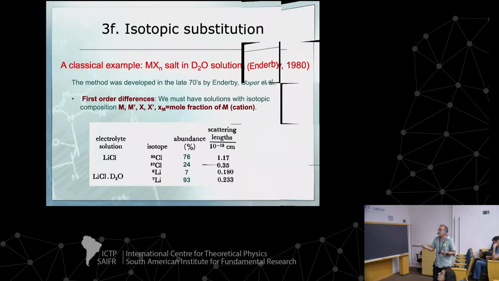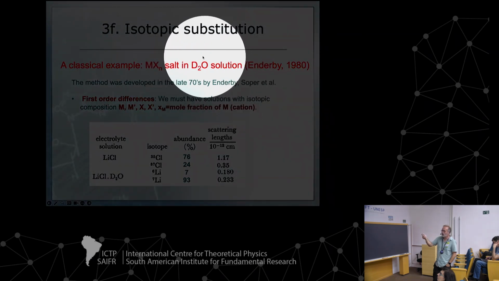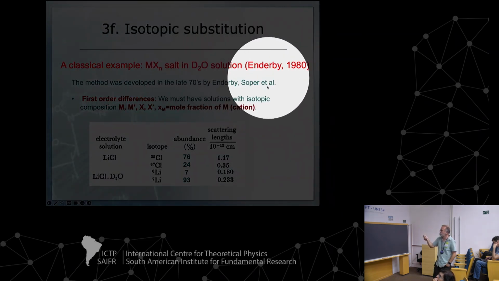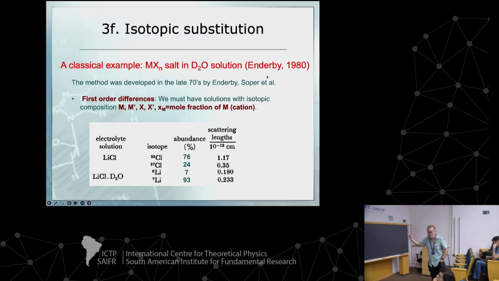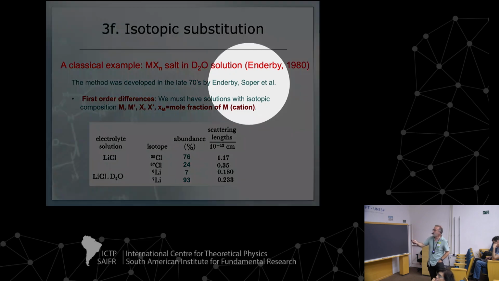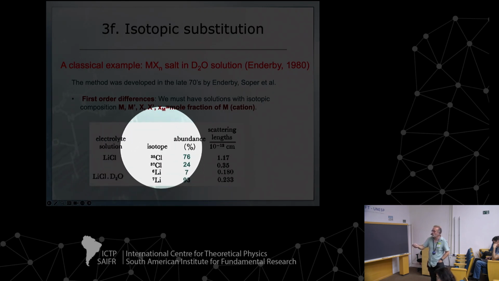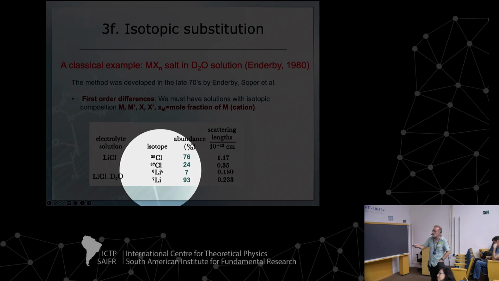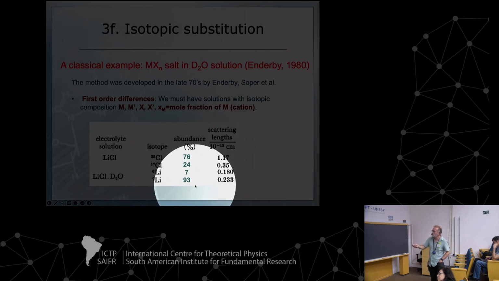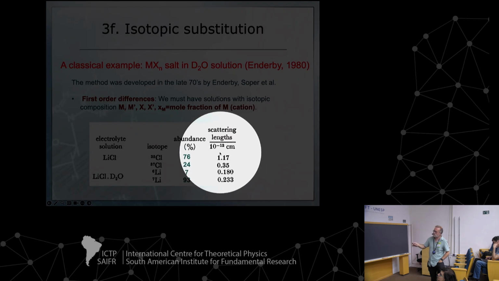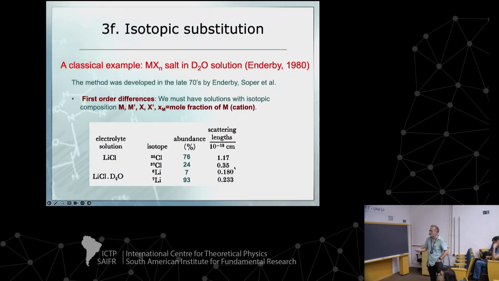Well, this is a classical example. We have a salt in a deuterated water, heavy water solution, right? And that's from Enderby, who is one of the fathers of neutron scattering science, right? His book is one of the most cited references. Well, typically, here you have the possibility. Isotopes are not that expensive. So you have 2 isotopes for chlorine and 2 isotopes for lithium. Here you have the abundance, and you have the scattering lengths that are, well, relatively different, significantly different.